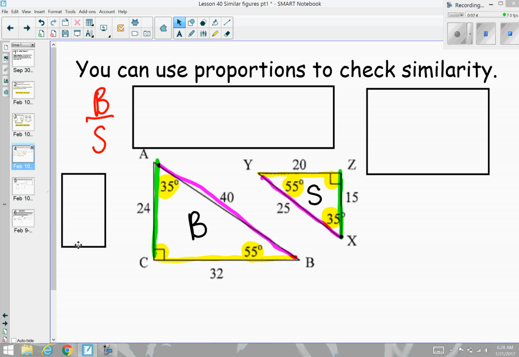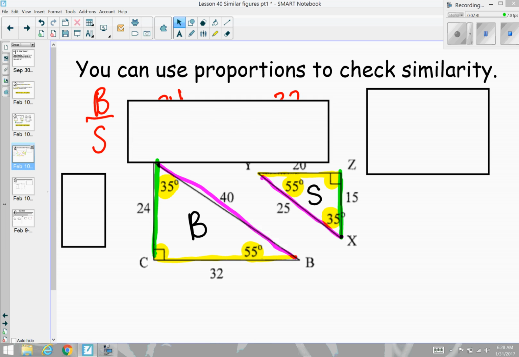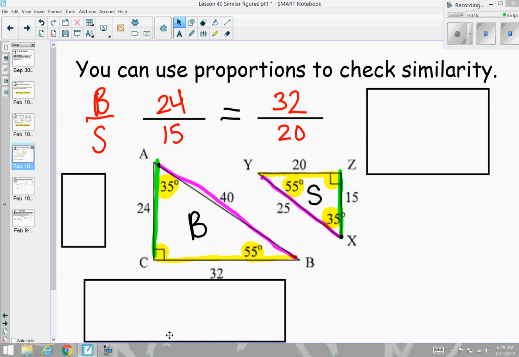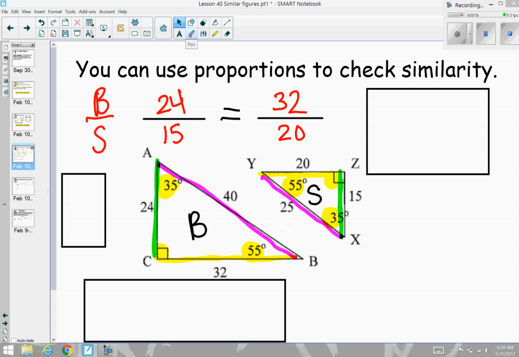All right, so let's go ahead and set it up. So here we go. We set up our big one. We said 24. So that's our green line over here. Oh, I apologize. Let me grab my pen. All right, so we said 24 right here, and it's on our green line, so it matches our green line over here, which is 15. And then we said 32, which is on our yellow line right there, and it matches 20.